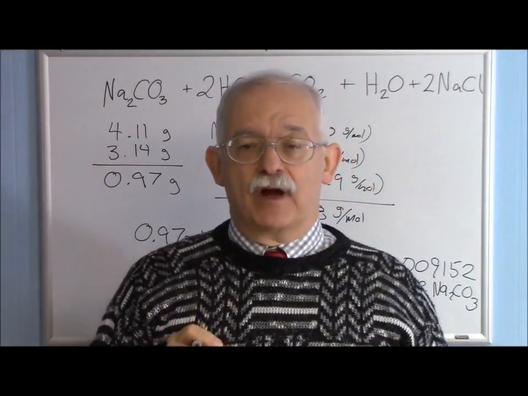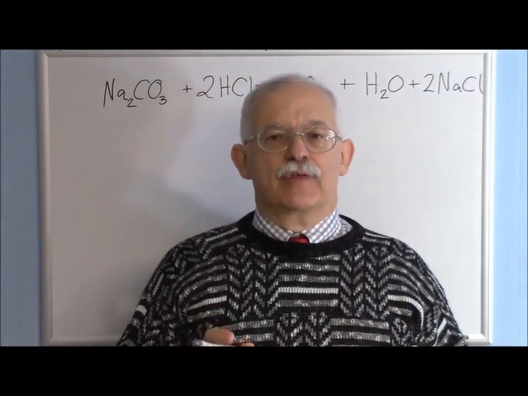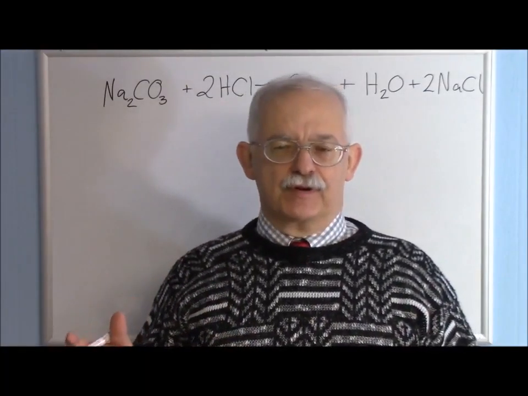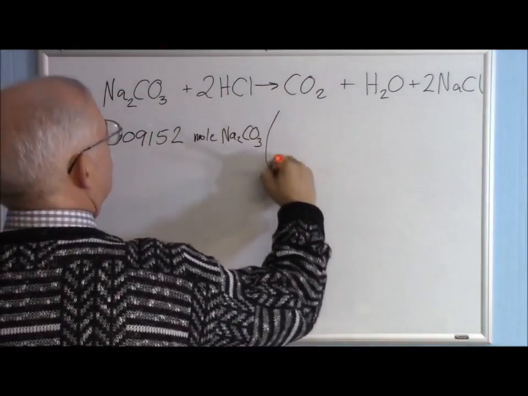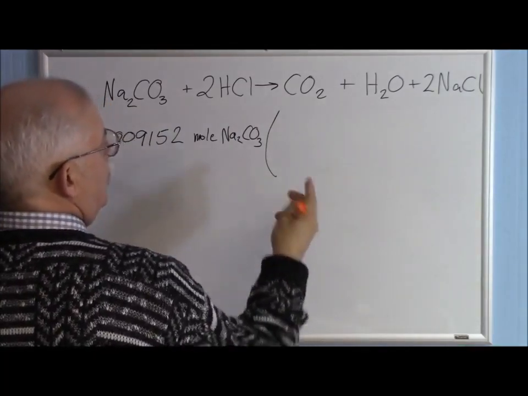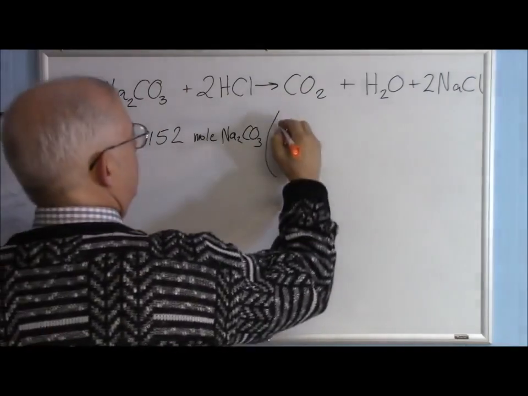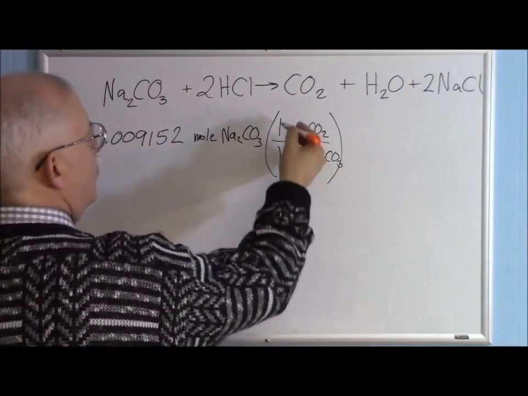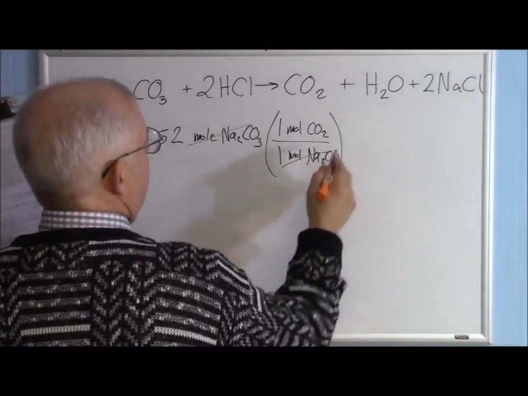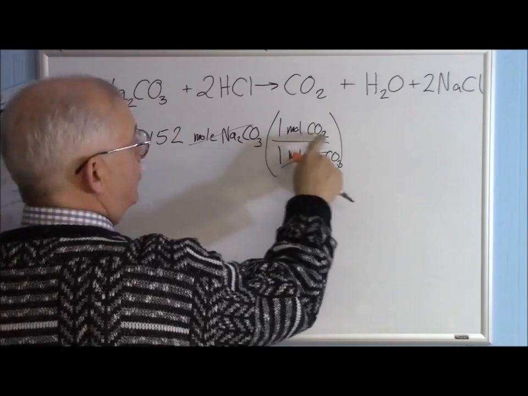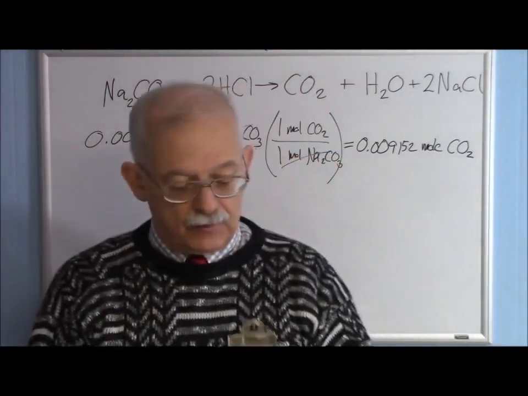So let me clean up my whiteboard a little bit and give us some room, and then we'll proceed. Okay, let's actually show that conversion of moles of sodium carbonate to moles of CO2. Let's multiply that by the mole ratio, which would be 1 mole of CO2 for every 1 mole of sodium carbonate. Well, 1 over 1 is just 1, but what cancels? Moles of sodium carbonate, and we end up with our units being moles of CO2. Great, we're making great progress here.